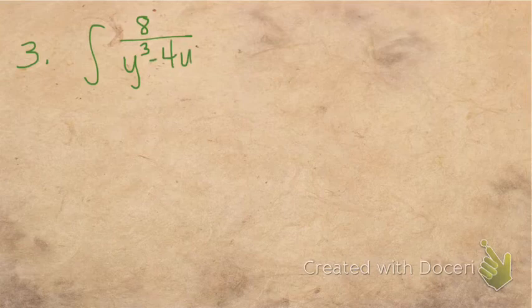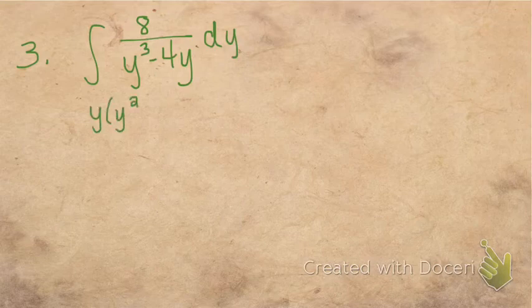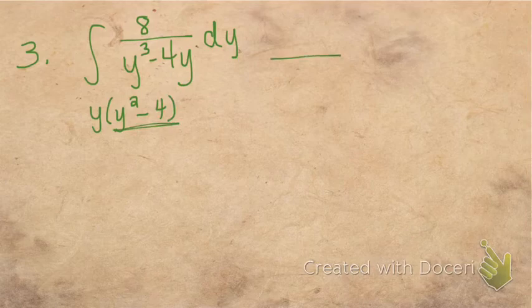Alright, this is number 3. The integral of 8 over y cubed minus 4y. Alright, that factors. You can factor out a y, then you're left with y squared minus 4, so then you can factor that.